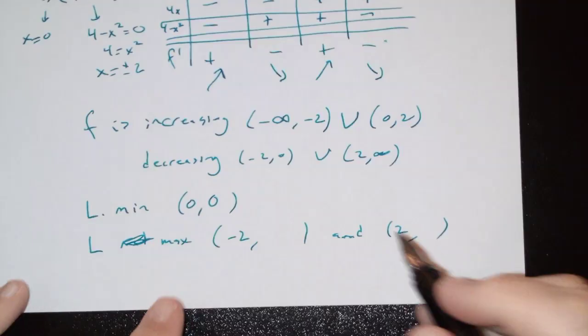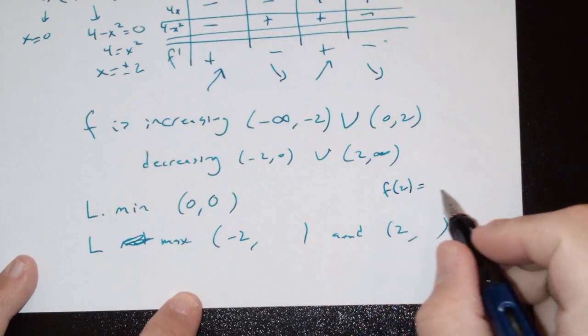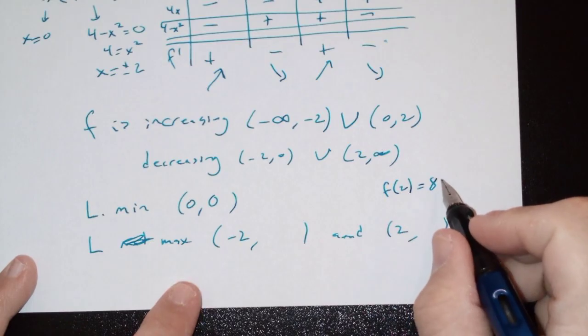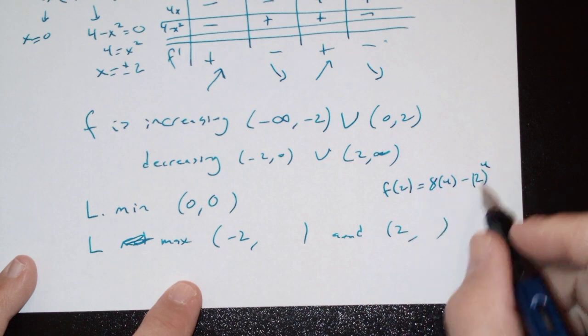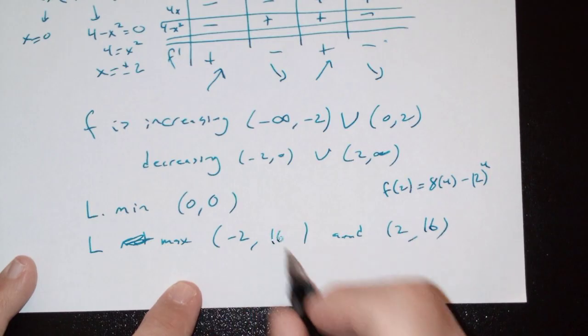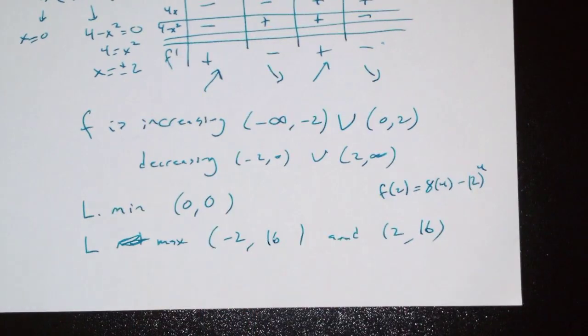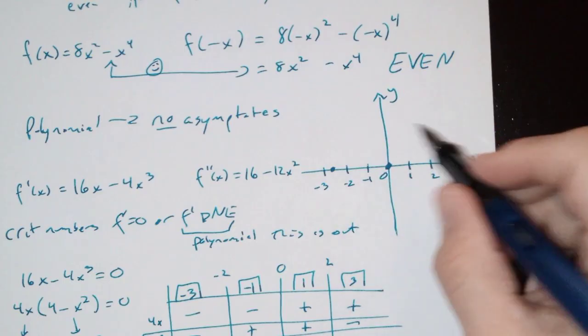If I put 2 back into my original equation, that is 8 times 4 minus 2 to the 4th, that's 32 minus 16, I get 16. That means this one is 16 also. I can add 2 more dots to my picture, right? Back up here, I could add dots up there.